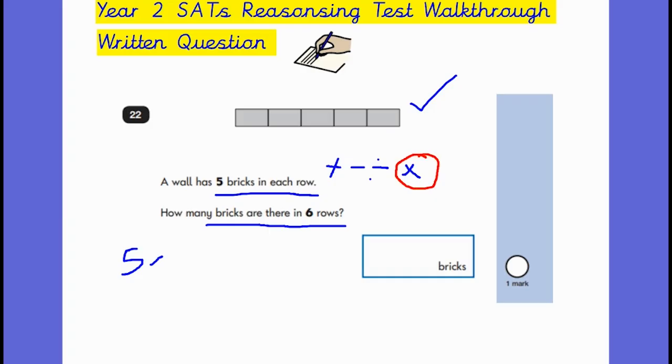So what the children would need to do here, and there's nothing wrong with them drawing out 6 rows with 5 bricks in each, okay? But eventually they just need to be able to see that the question's asking them to do 5 multiplied by 6, 5 groups of 6, or 6 groups of 5, which is what they would be able to do. They wouldn't know their 6 times tables probably in year 2. So it's 5, 10, 15, 20, 25, 30. And 30 will be the correct answer.